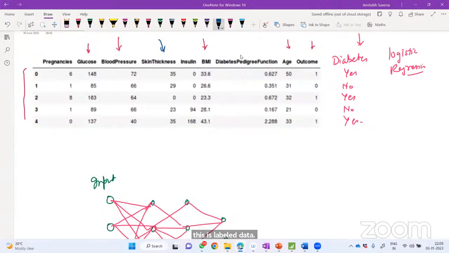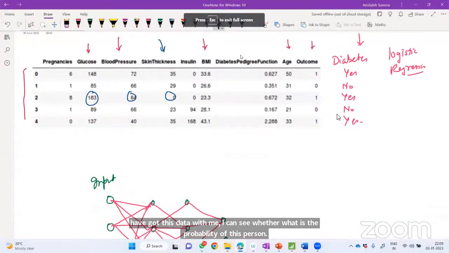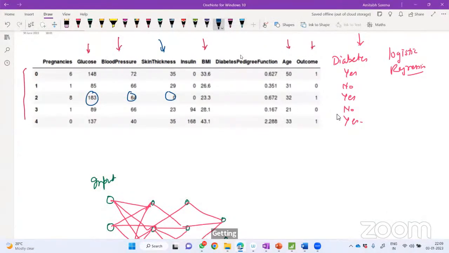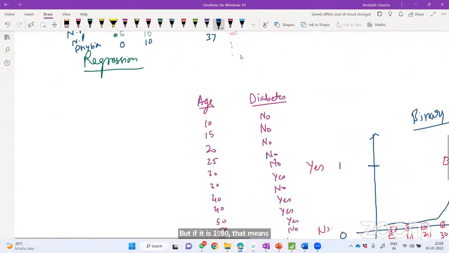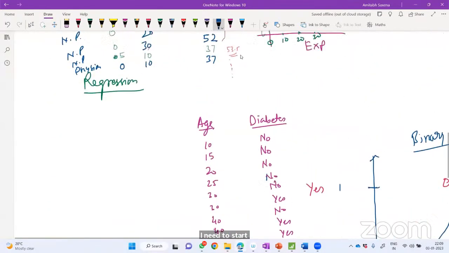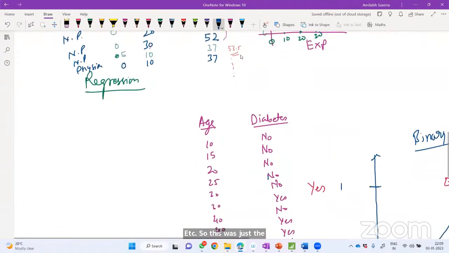And after that, if I have this data with me, I can say what is the probability of this person getting diabetes, 0.8, 0.7. If I fit my data there, the machine will predict, well, the probability of you having diabetes is 60%. If it's 10% or 20%, there is nothing to worry much about. But if it is 90 or 80, that means I need to take some action. I need to start walking, and take care of my diet, etc. So these are the two algorithms I just talked about.